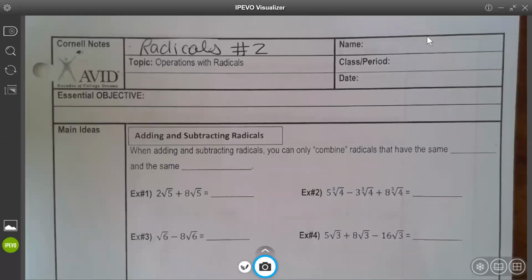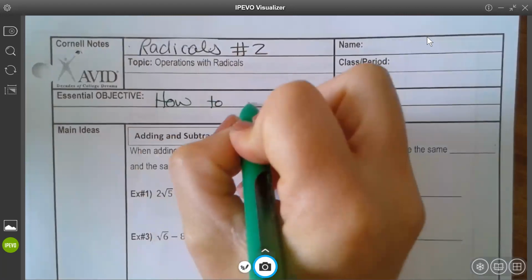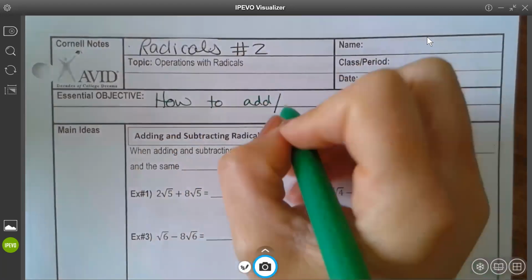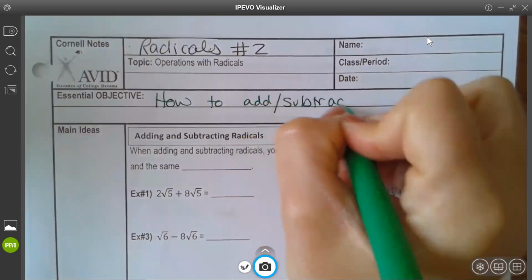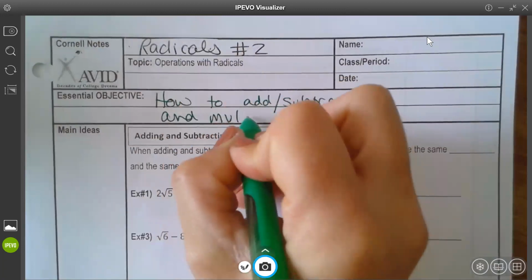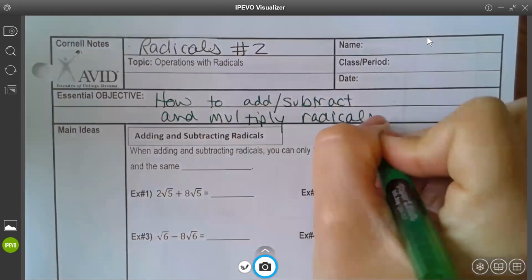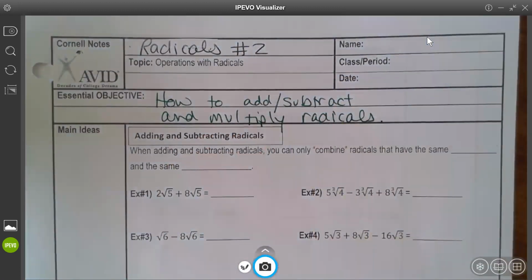Welcome to Radicals number 2. So today we are going to learn how to add and subtract and multiply radicals together. So adding and subtracting are the same function. When you subtract, you just add the opposite. So adding and subtracting are one and the same, and then multiplying radicals.